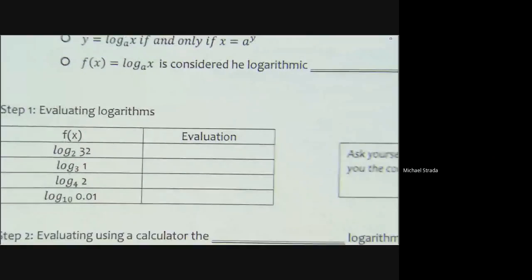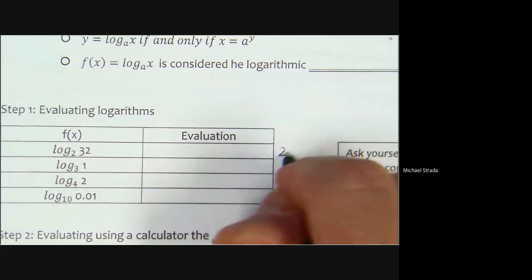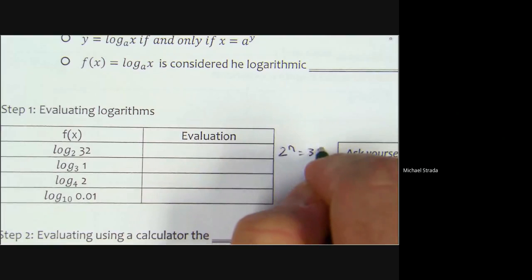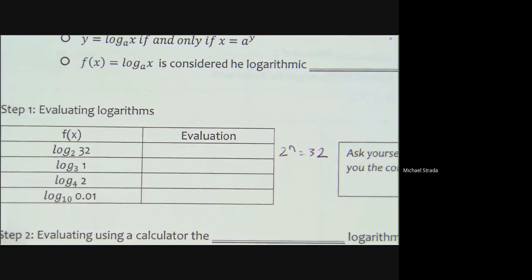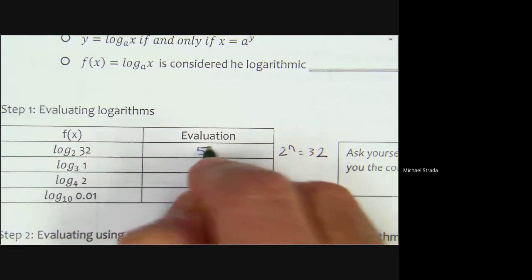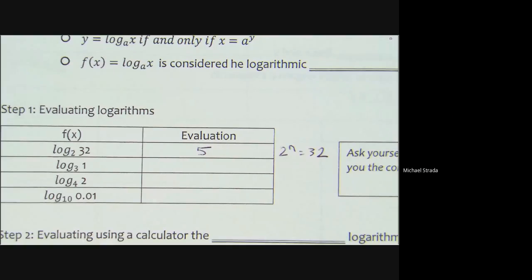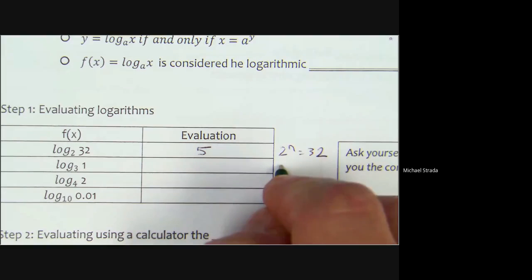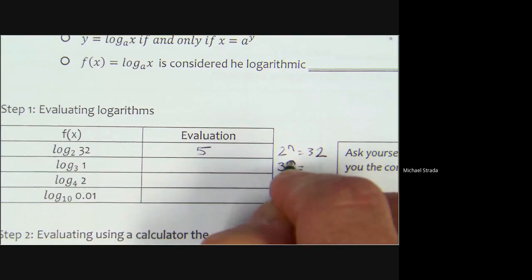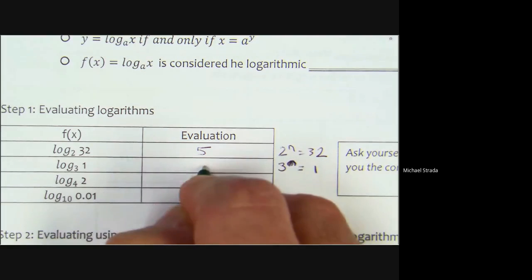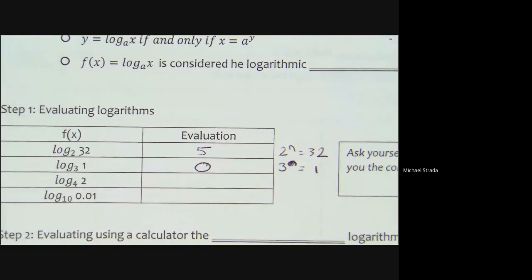So this is what you're asking yourself. When they ask you to do log base 2 of 32, you're asking yourself, 2 to what power gives you 32? And that would be 5. So the log base 2 of 32 is 5. Same thing with the next one. The base is 3, so 3 to what power gives you 1? That would be 0. The log of 1, no matter what the base, is 0.